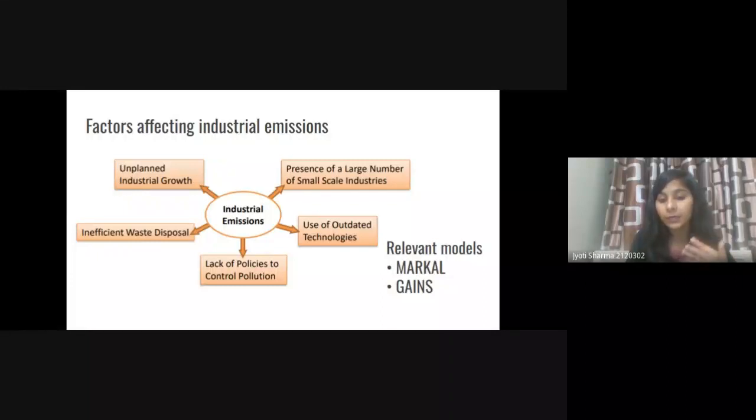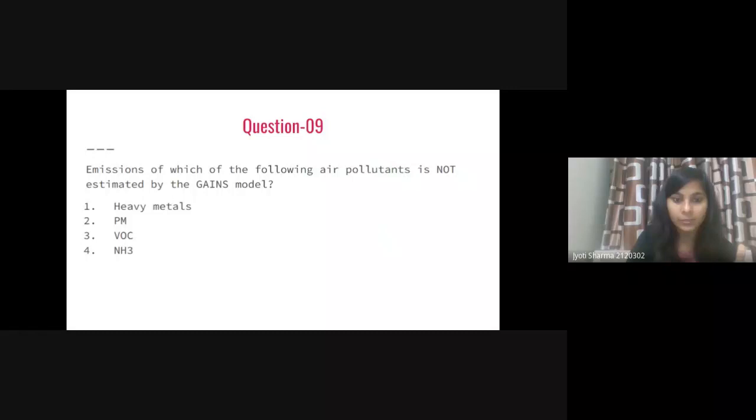Okay, if we are talking about the models for calculating the industrial emission inventory, then popular models are Markal and GAINS. The next question is related to GAINS only. Emission of which of the following air pollutants is not estimated by the GAINS model? I have four options: heavy metals, particulate matter, volatile organic compounds, and ammonia.